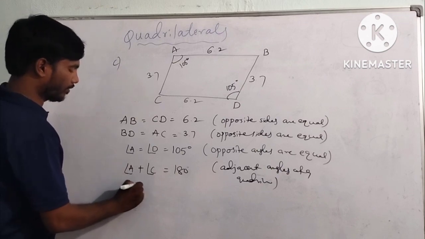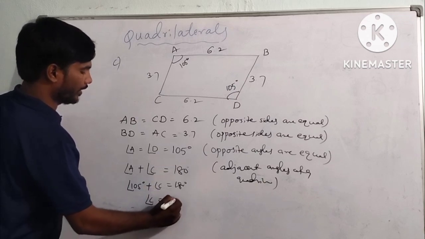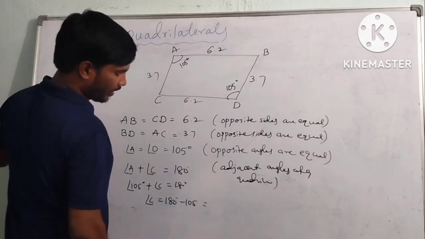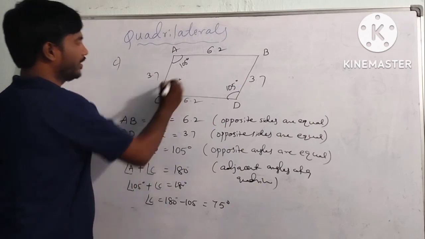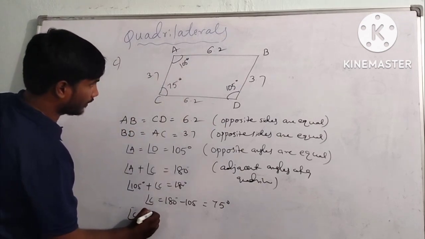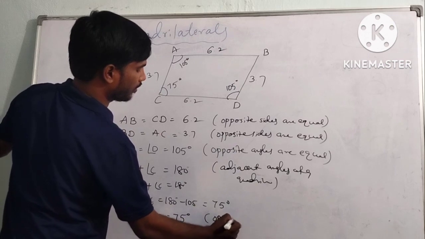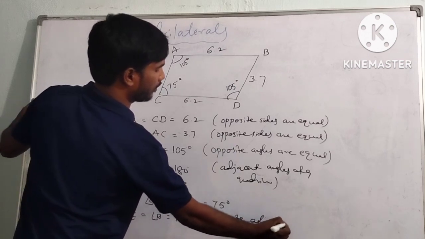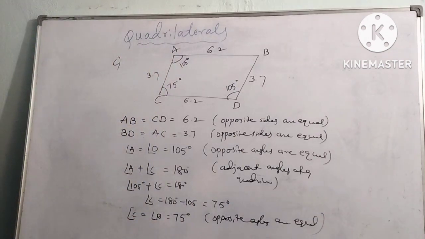A is equal to 105. 105 plus C is equal to 180. So angle C is equal to 180 minus 105. 180 minus 105, how much? 75 degrees. So angle C is equal to 75 degrees. Now angle C is equal to angle B. Why are they equal? Opposite angles are equal. So these are the four angles and four sides of the particular parallelogram. Some more problems are also there, we will discuss them in the next class.